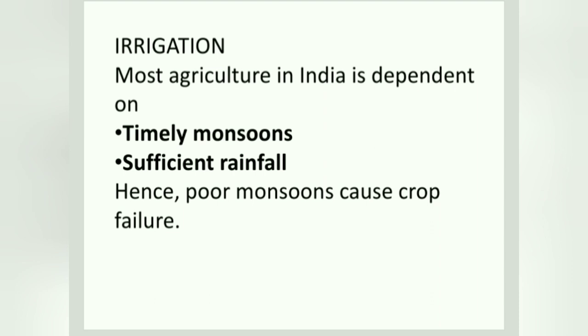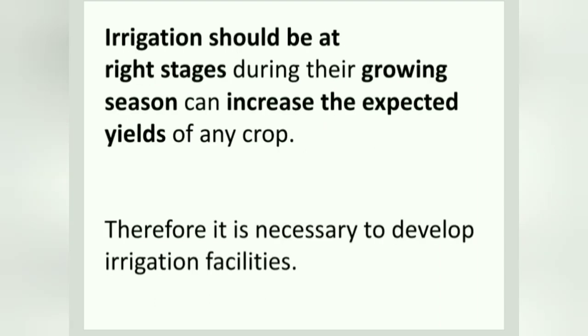So previously, India was dependent on timely monsoon and sufficient rainfall. So we all know the timely monsoon is not happening nowadays. So it is necessary to save water. Irrigation should be done at the right stage during the growing season to increase the yield of crop. So we have to develop the irrigation facilities. So what are the facilities?